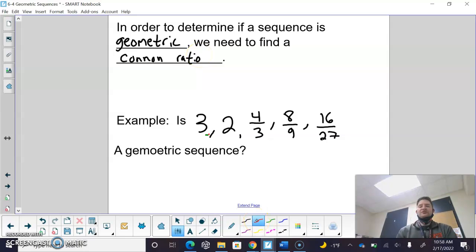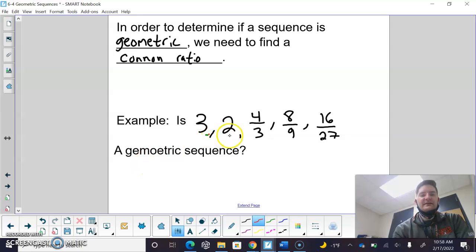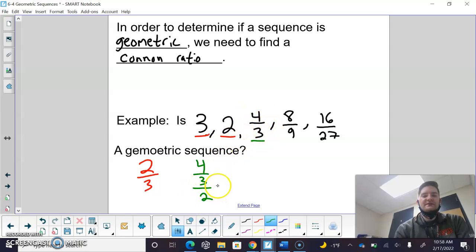For example, 3, 2, 4/3, 8/9, 16/27. So how we can find this is, we're going to take the second term, divide it by the first term, and we're going to get 2/3. And then you're going to keep repeating the process by dividing the next term by the previous term.